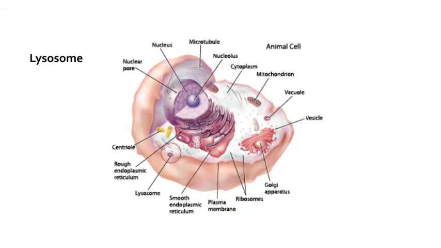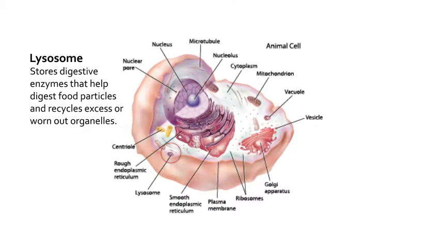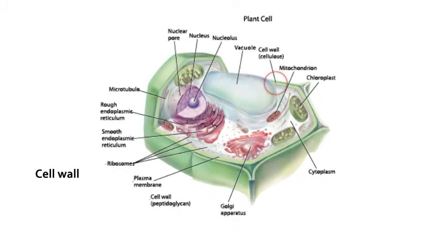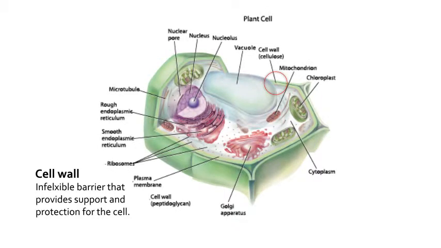Lysosomes are found only in animal cells. A lysosome is an organelle that stores digestive enzymes that help digest food particles as well as recycle excess or worn-out organelles. A cell wall surrounds each plant cell. A cell wall is an inflexible barrier that provides support and protection for the cell.